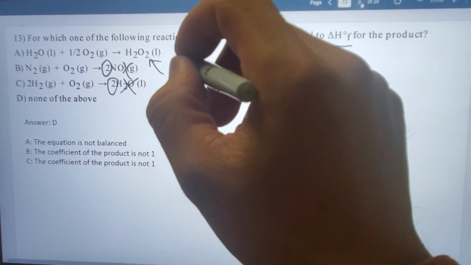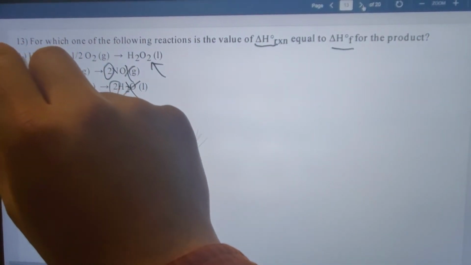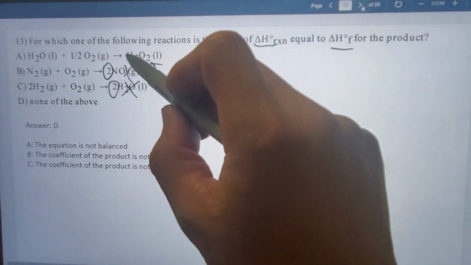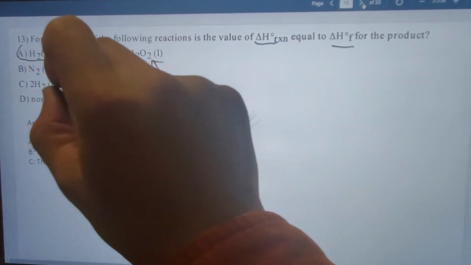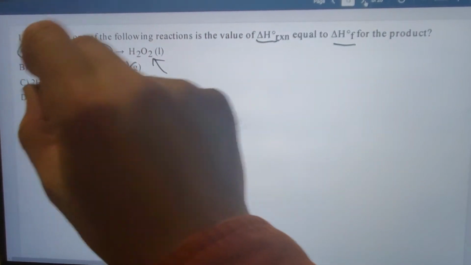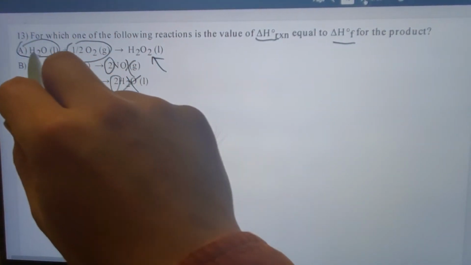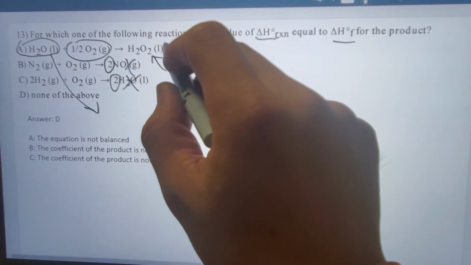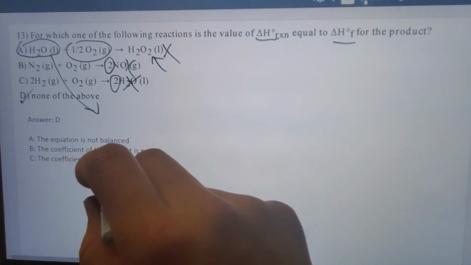Okay, first let's check if it's balanced. I have 2 hydrogen on the left side, and, oh, by the way, for formation energy, each of the ingredients must be elemental. See, this is a big molecule, so it's not right. Okay, so this one is not right. Okay, so the answer is D. The equation is not balanced.